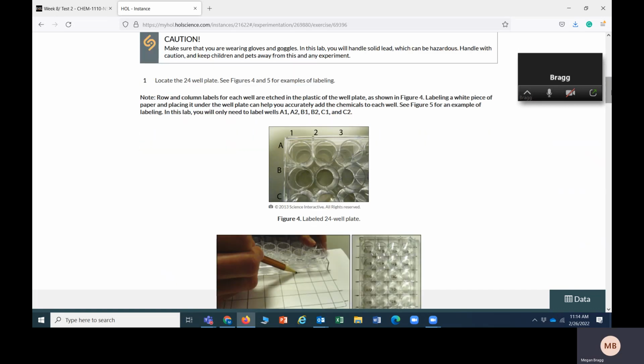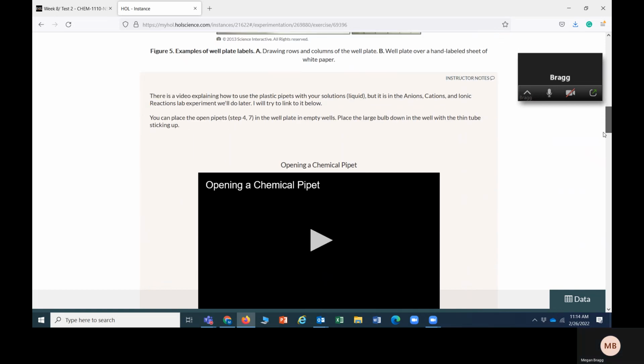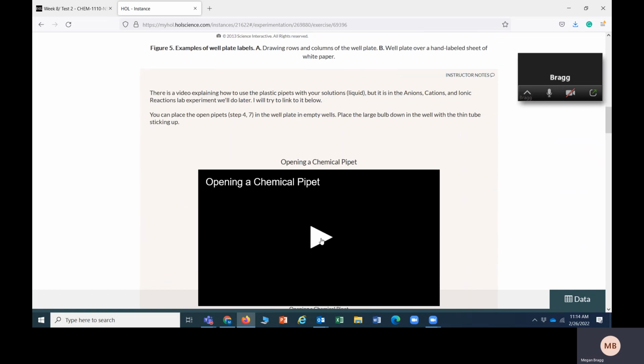This is the well plate, and notice that you can label. You can put your well plate on paper and label it. You don't have to do a grid like this. It can be nice though. You won't use all of these little well plate sections. These are for tiny reactions though. So this explains how to use the plastic pipettes if you want to. This is also going to be in the anions, cations, and that'll be done later.